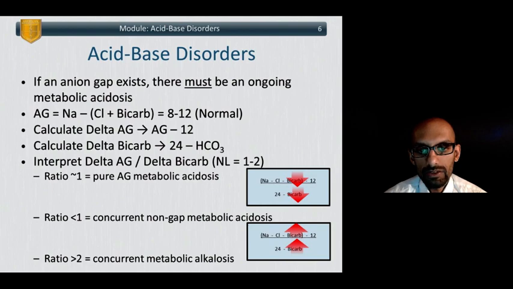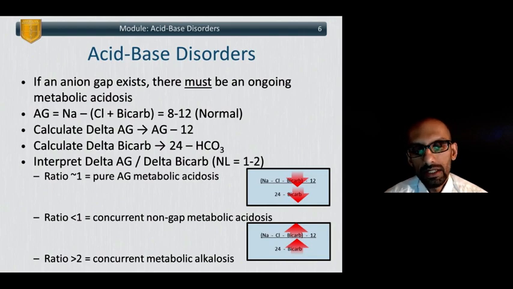up here minus the normal, so minus 12. And we'll get to that in a second. Here, you're also going to calculate the delta bicarb, which is your normal value for bicarbonate, 24, minus your measured bicarb. And what you do with these two values, you create a ratio, and that helps you further characterize what kind of acidosis you have.